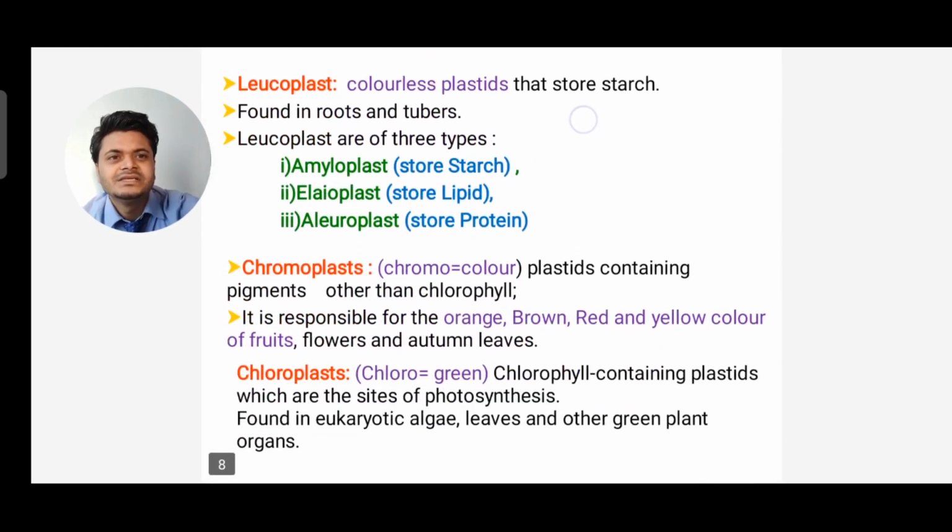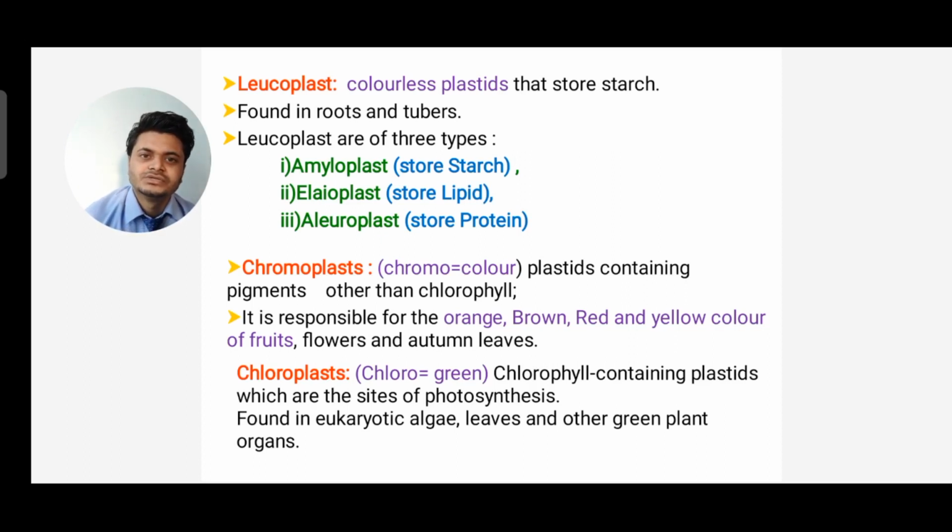Now, what is leucoplast? Leucoplasts are colorless plastids that store starch, and they are found in roots and tubers. Leucoplasts are of three types: amyloplast, elaioplast, and aleuroplast. Amyloplast stores starch, elaioplast stores lipid, and aleuroplast stores protein. So within the leucoplast, there are amyloplast, elaioplast, and aleuroplast.